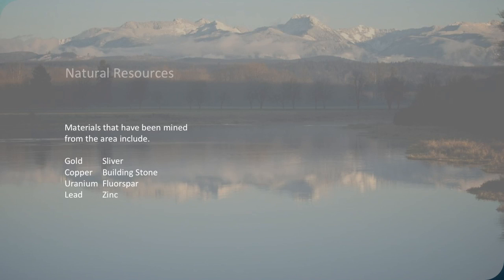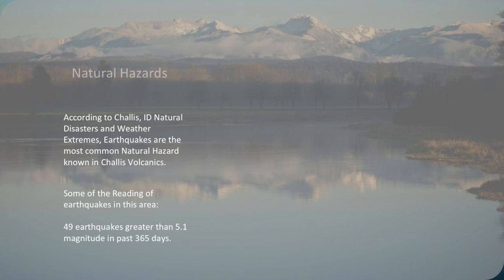The natural resources. Materials that have been mined from the area include gold, silver, copper, building stone, uranium, fluorspar, lead, and zinc. Now looking at the natural hazards in the Challis Volcanics.